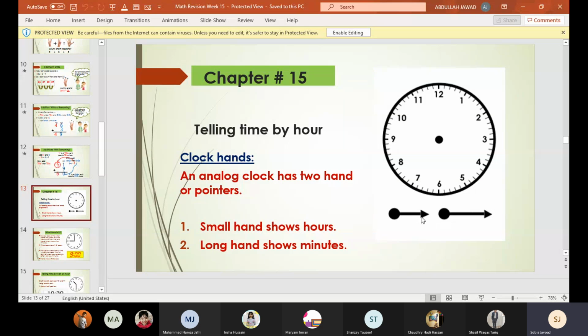So these two hands show us the time. Let's wait 2 more minutes for the students to join the class.